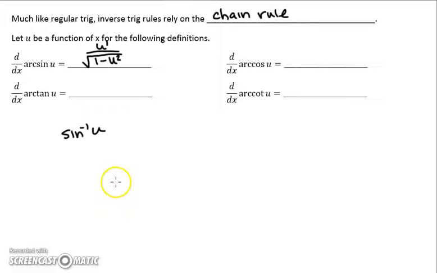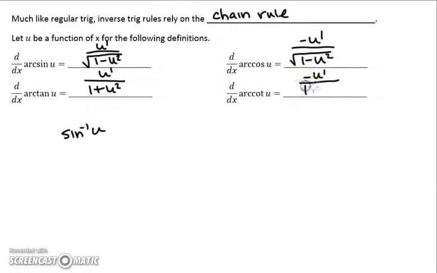And if you think about what happens with normal trig, the relationship between sine and cosine is just negative. So arc cosine is going to be negative u prime over the square root of 1 minus u squared. Derivative of arc tangent is going to be u prime over 1 plus u squared. So there's no square root in this one, u prime over 1 plus u squared. And again, if we have arc cotangent, we're just going to have negative u prime over 1 plus u squared.